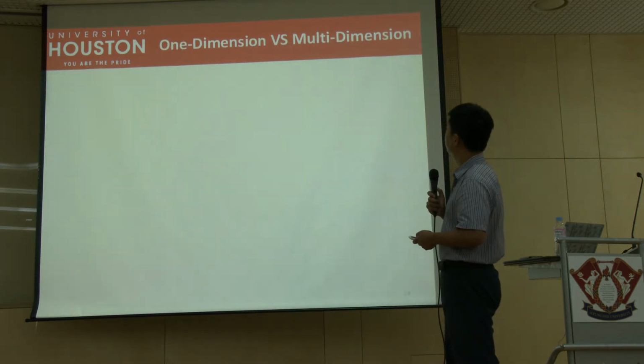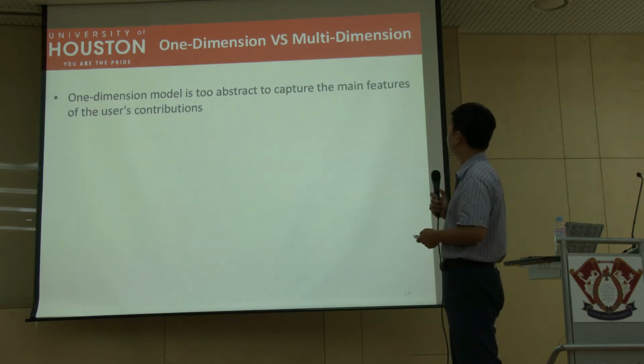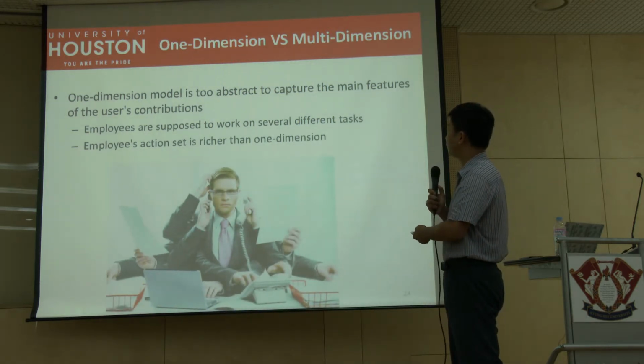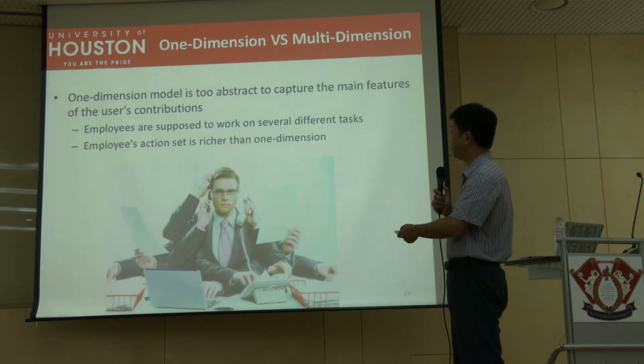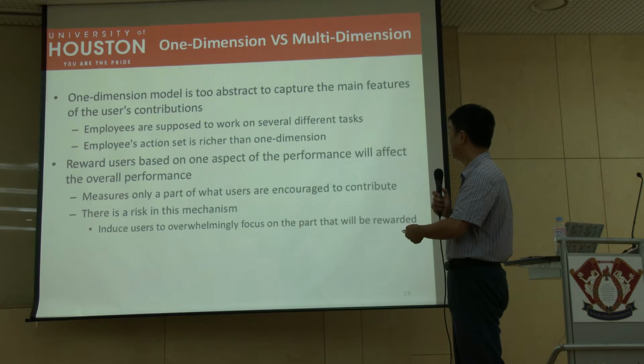And one dimension versus multi-dimension. A one-dimension model is too abstract and captures the main feature of the user contribution. So for example, you have multiple objectives. How could I handle multiple objectives, multiple actions? Here, reward based on one aspect of performance will affect the overall performance. So if you only have one aspect, then you will have risk.